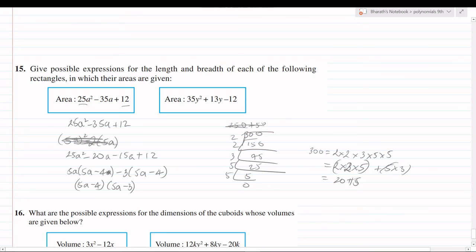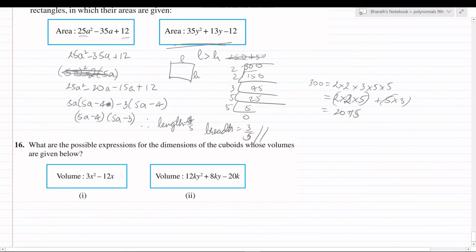Therefore, length should always be longer. Length and breadth you have seen in a rectangle, always the length is greater than the breadth. So length should always be greater, so it should be 4 by 5 and 3 by 5, because 4 by 5 is greater than 3 by 5. Breadth is equal to 3 by 5. Simple. Same way do for this.